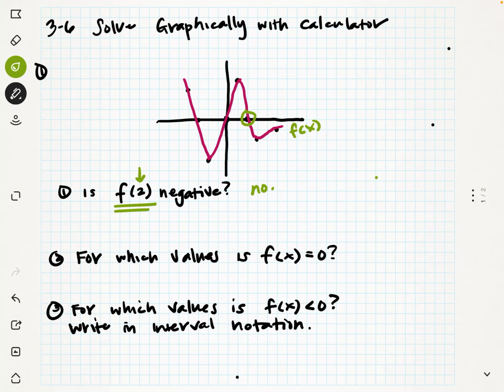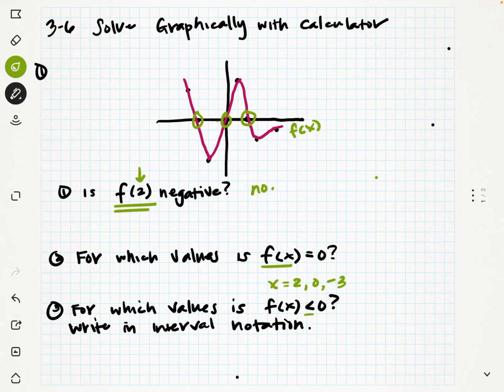Alright, so it's asking us for which values is f of x equal to 0. So it's asking us, where is this red line equal to 0? So we found one of them already at 2. But we also have one at 0. And then we also have one at negative 3.